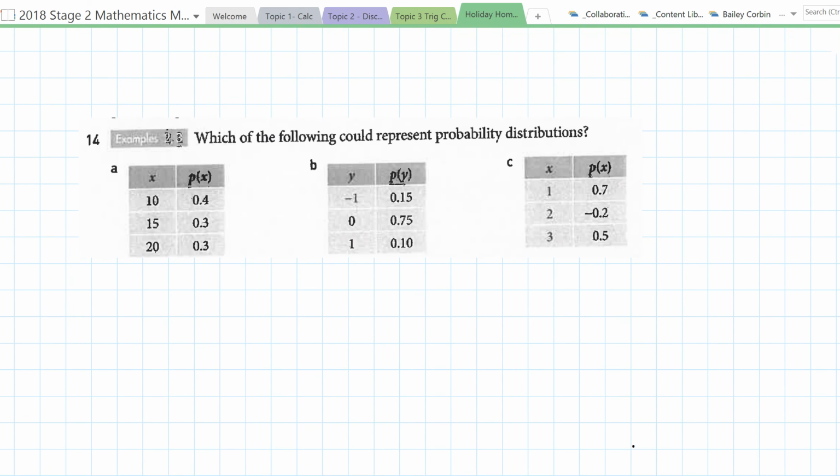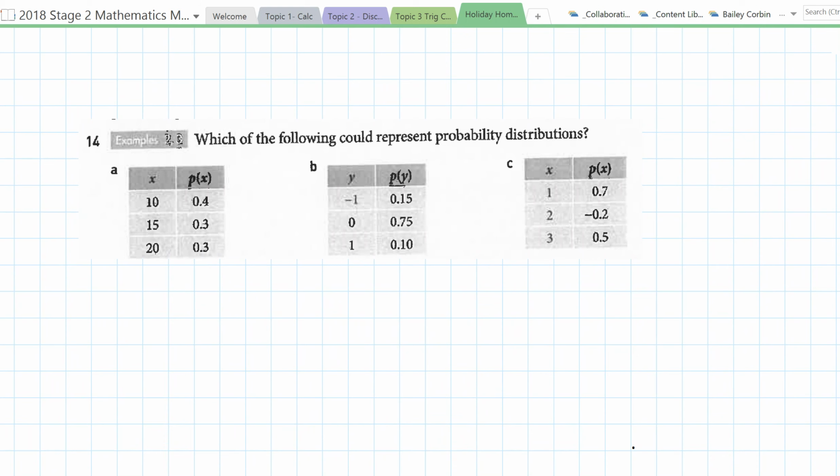Alright, final question, I think. Which of the following could represent probability distributions? In probability distributions, two things need to be true. Firstly, the sum of the probabilities must be equal to 1. Secondly, all the probabilities must be greater than or equal to 0. You can't have a negative probability. So in this case here, they sum to 1, they're all positive, tick, it's a probability distribution. These sum to 1, and they're all positive, tick, it's a probability distribution. Here, these do sum to 1, but that's negative, so no, it's not a probability distribution.